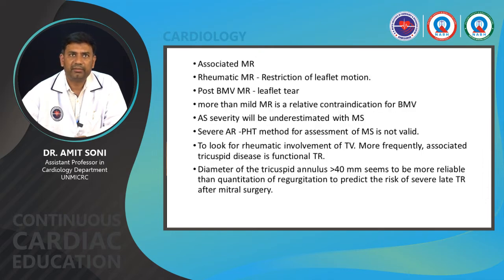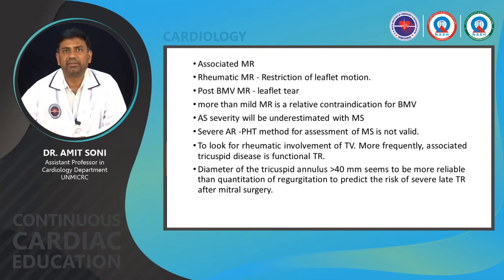Associated MR: rheumatic mitral regurgitation, restriction of leaflet motion, post BMB MR, leaflet tear. More than mild mitral regurgitation is a relative contraindication for BMB. AS severity will be underestimated with the mitral stenosis. In severe aortic regurgitation, the pressure half time method for assessment of mitral stenosis is not valid.